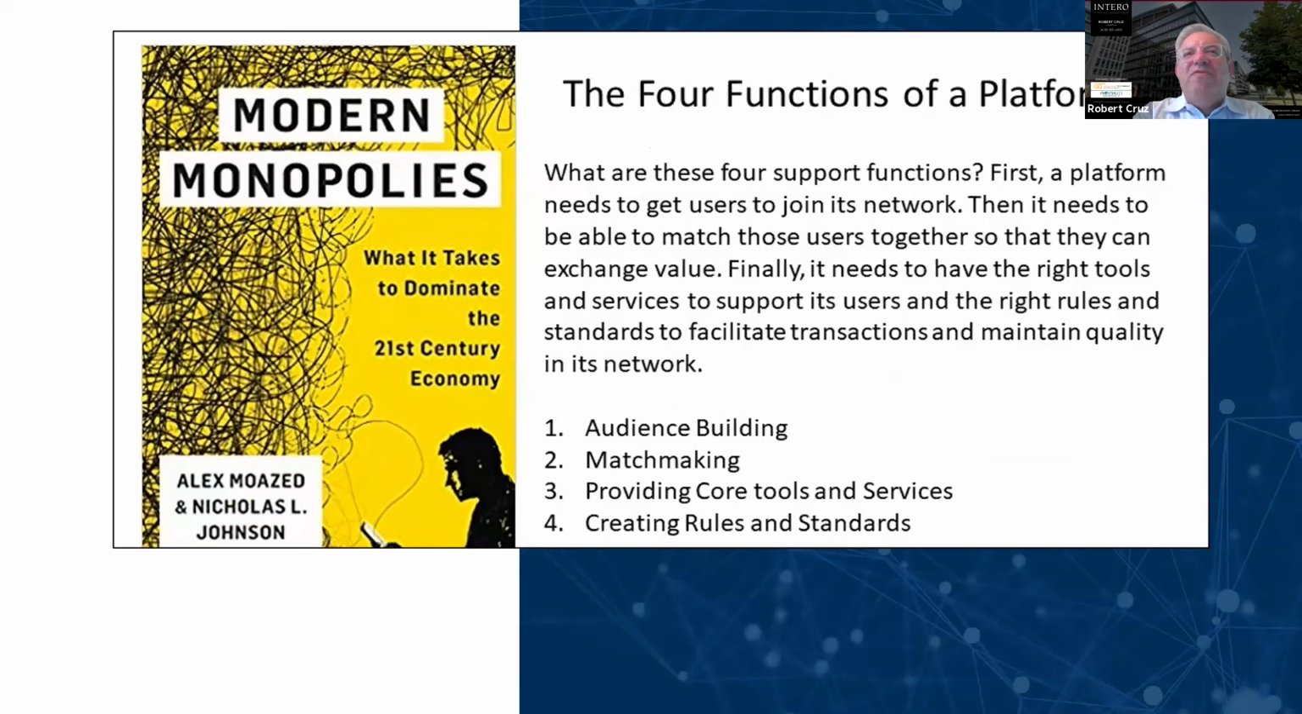So the 4 functions of a platform, the 4 functions that you need to perform in real estate going forward. So what are these 4 support functions? First, a platform needs to get users to join its network, add them to your database. Then it needs to be able to match those users together so that they can exchange value. You have listings, you have buyers. How do you match them?